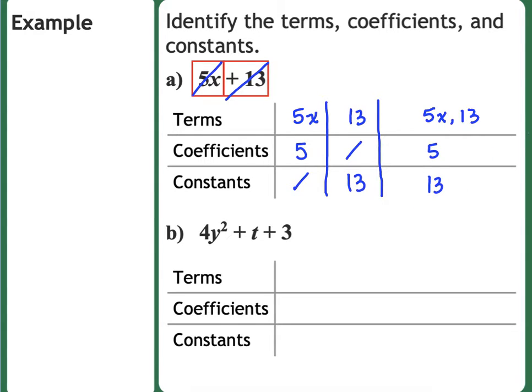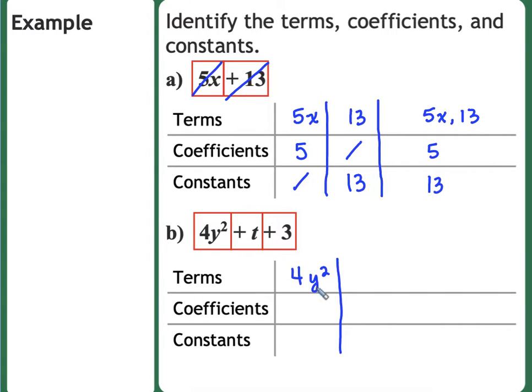Alright, let's go ahead and move on to our next one. So our next expression is 4y squared plus t plus 3. So let's go ahead and box up the terms. So we have 4y squared, we have a positive t, and we have a positive 3. Let's start with our 4y squared. Alright, so we do have a variable. It also has an exponent, but we really don't need to worry about the exponent at this point. So the exponent is really irrelevant.